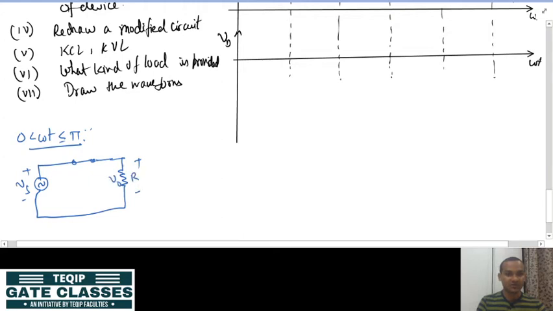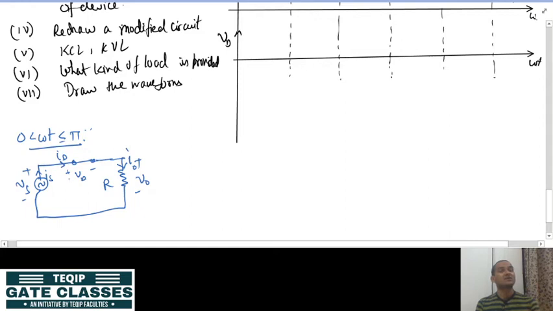This is my V naught. This is V naught R. This is my reference load voltage and load current. This is the source voltage. Here the diode current is flowing, and here the diode voltage is there.